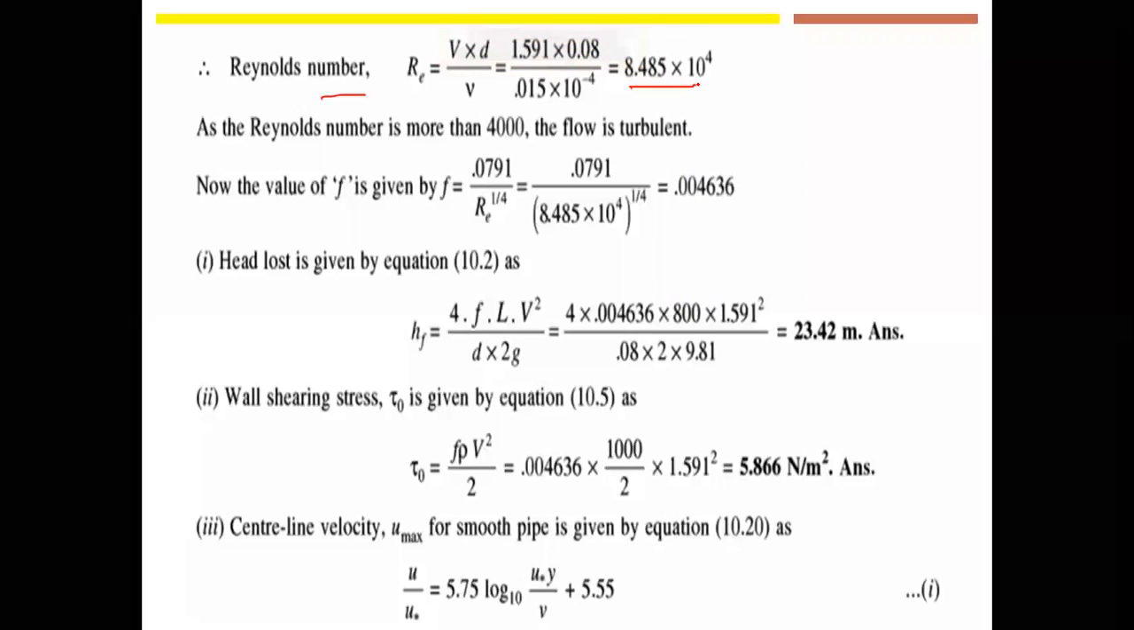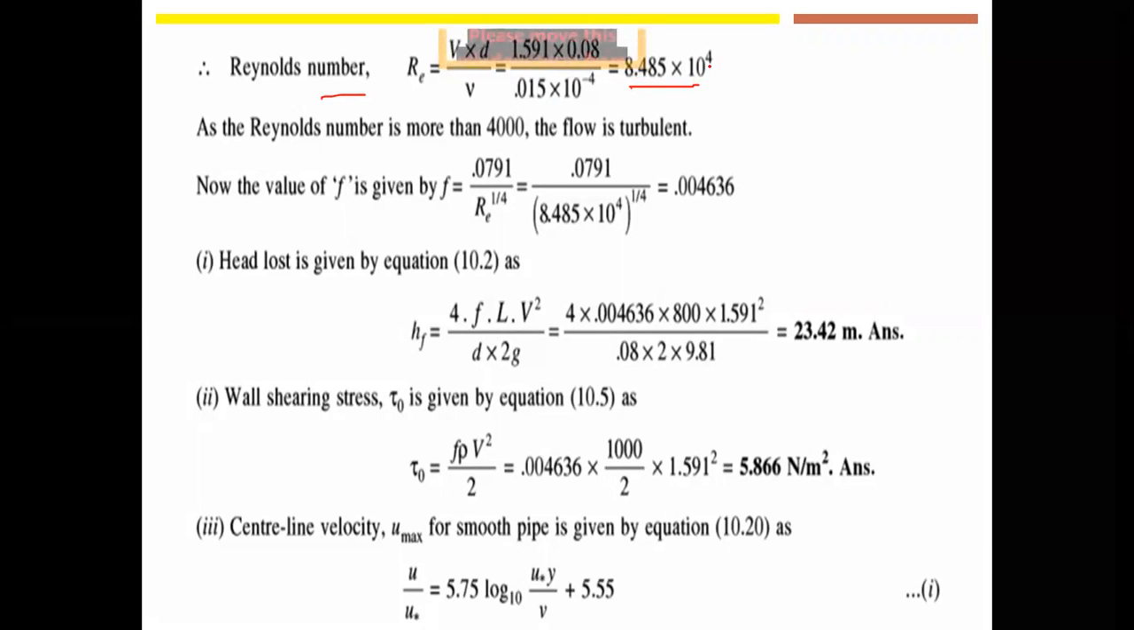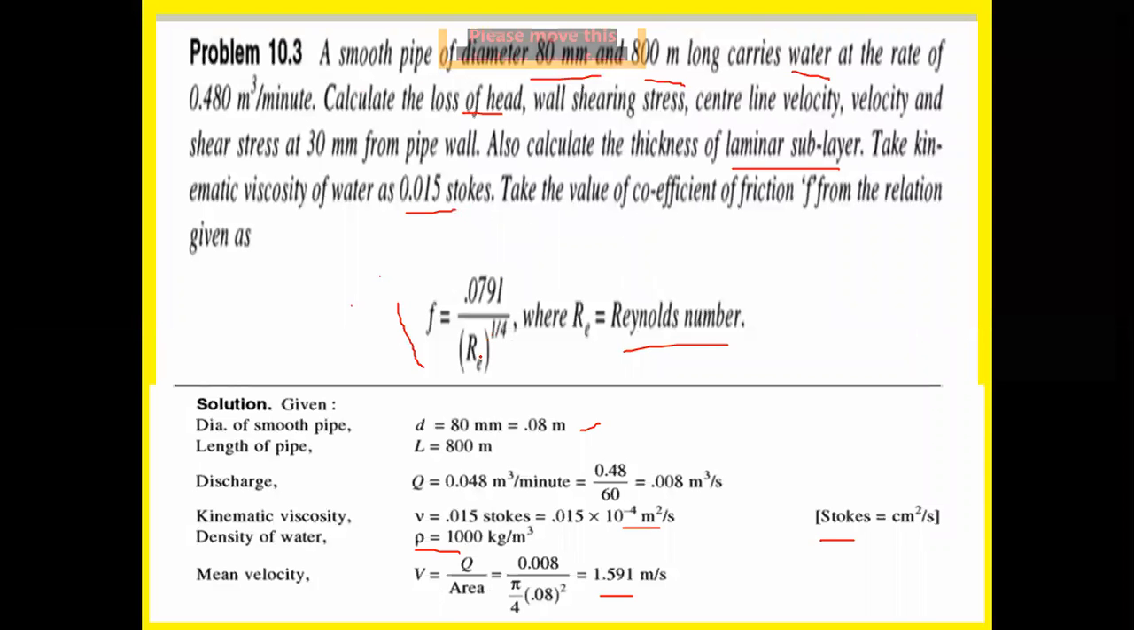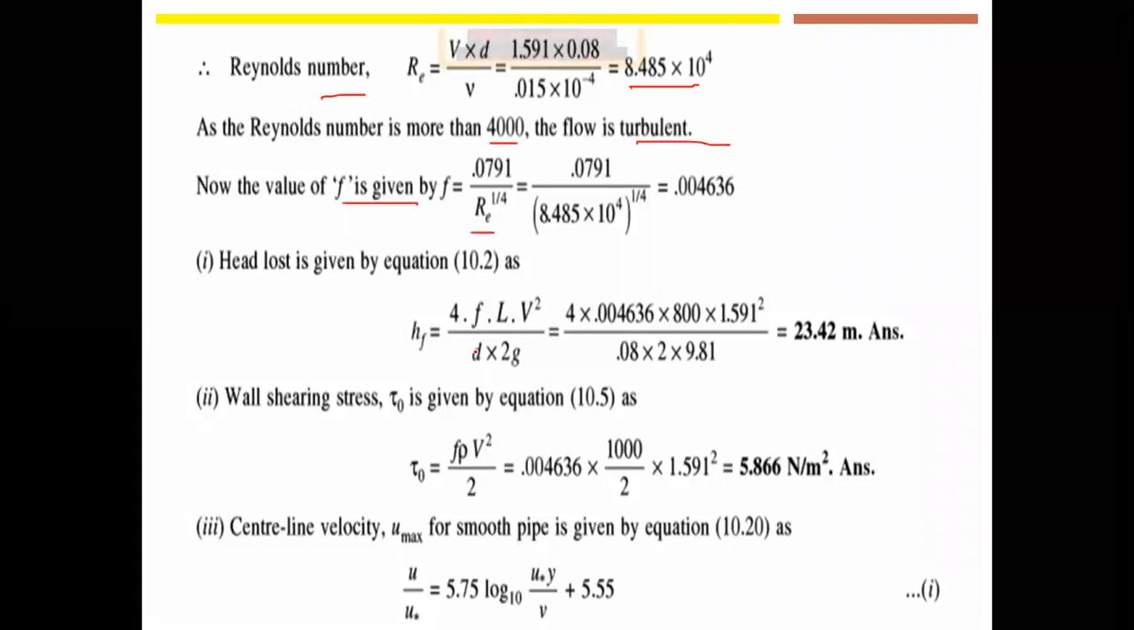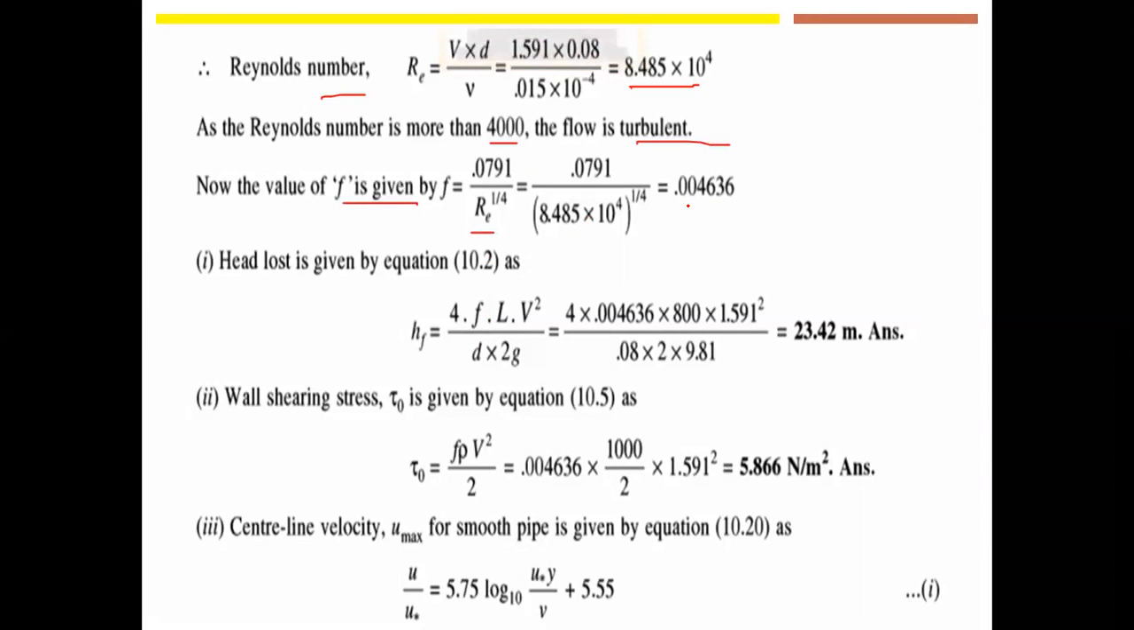Okay? So once you got this Reynolds number, the value is more than 10 to the power of 4, which is more than 4000, so the type of flow is turbulent, though in a smooth pipe. Now, taking the value of f, it is already given in the question. So substitute Re here, and you are getting the value of this.